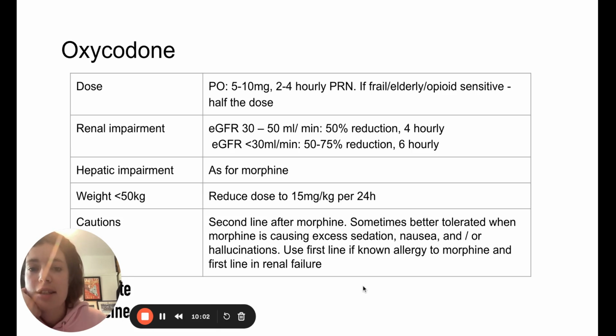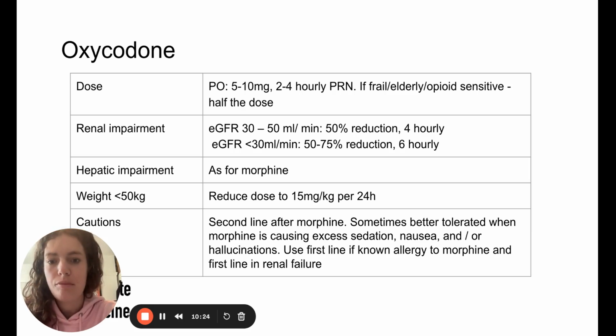Oxycodone is an alternative to morphine. It's half the dose that you would use for morphine, 2 to 4 hourly PRN, and half the dose again if someone's frail or elderly or opioid sensitive. Again, here's how to reduce that dose for renal impairment, and it's pretty similar in terms of side effect profile to morphine. Sometimes it's better tolerated than morphine if morphine causes excess sedation, nausea, or hallucinations.